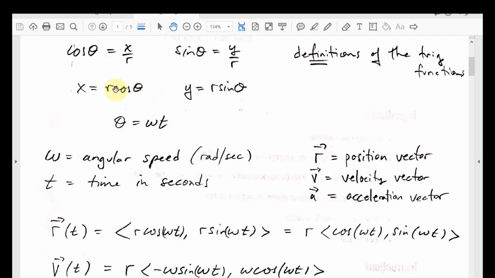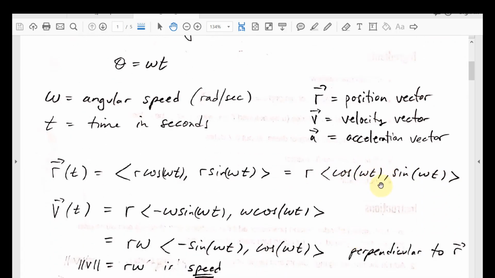So what I'll do is take the x component of the position and put it here as the x component of a position vector, and take the y component and write it here in the second position in this position vector. Now factor out the r and call this the position vector for the rocket as it goes around in this circle. So if you take a derivative of this, you get the velocity.